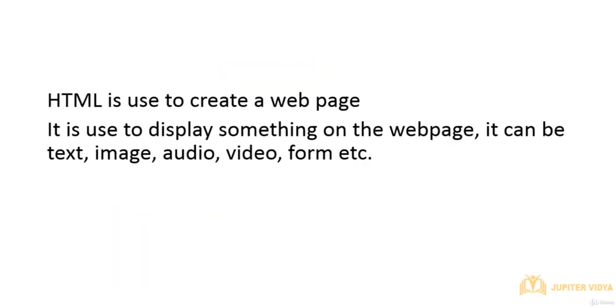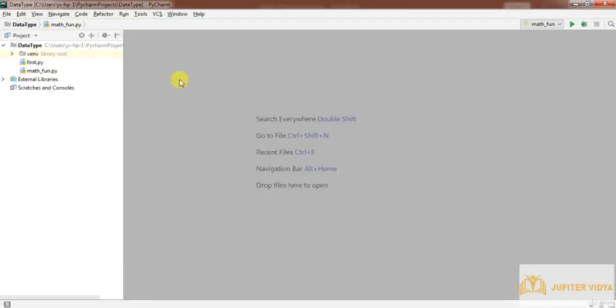So what is HTML? HTML is a language which is used to create a web page. It is a basic building block to create a web page. It is used to display something on the web page. It can be anything. It can be a text, image, audio, video, form elements, a map, link to another website. So all these things you can display with the help of HTML language. So let's see with an example.